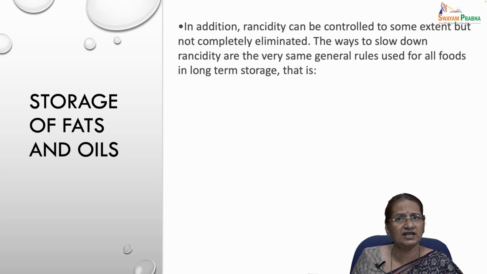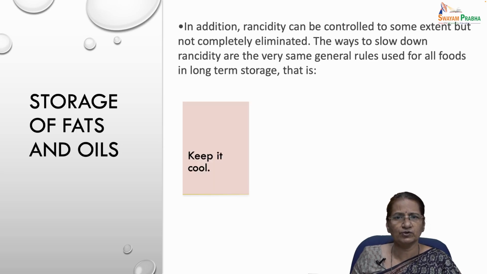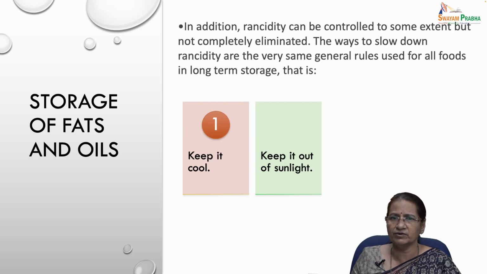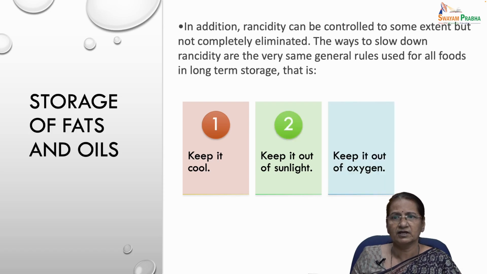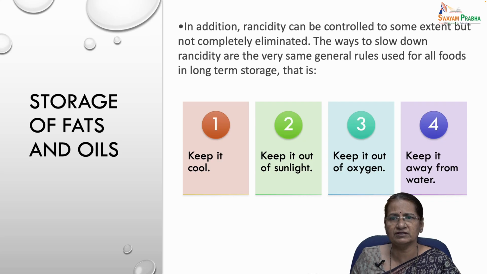In addition, rancidity can be controlled to some extent but not completely eliminated. The ways to slow down rancidity are the very same general rules used for all foods in long term storage, that is, keep it cool, keep it out of sunlight, keep it out of oxygen, and keep it away from water.